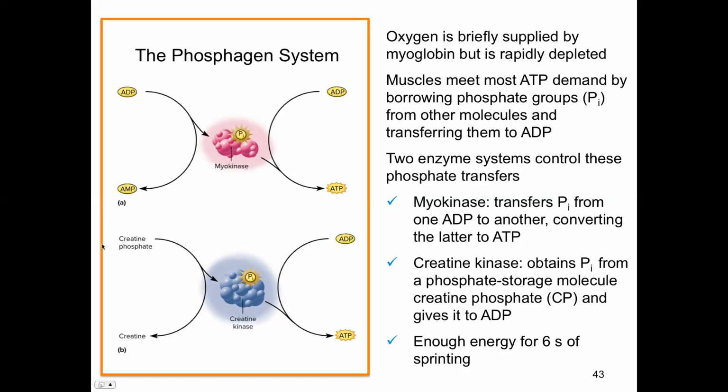Also within muscle, there is this molecule called creatine phosphate. There's an enzyme called creatine kinase, which will take the phosphate off of that. A kinase is always a phosphorylating enzyme. It will take that phosphate and phosphorylate ADP to make ATP. You can see the amount of energy or ATP that you're going to get from doing that. It's about 6 seconds worth of it. So not very long, but a little bit.